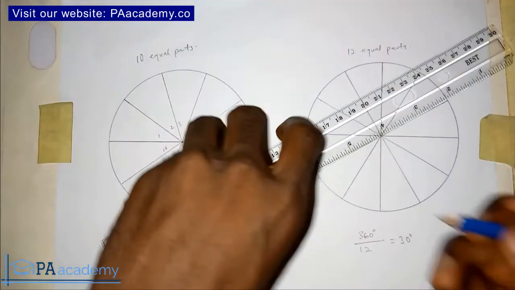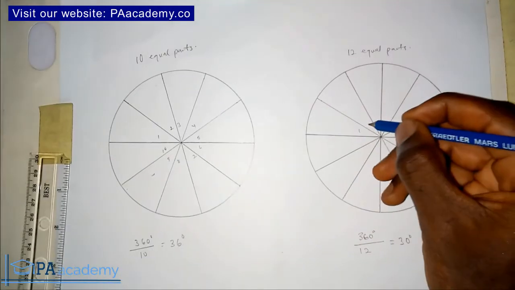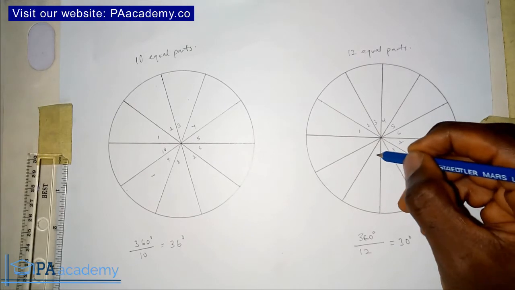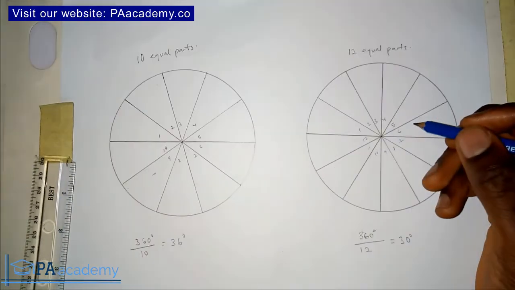And like this. So we are having 12 equal parts. That is 1, 2, 3, 4, 5, 6, 7, 8, 9, 10, 11, and 12.